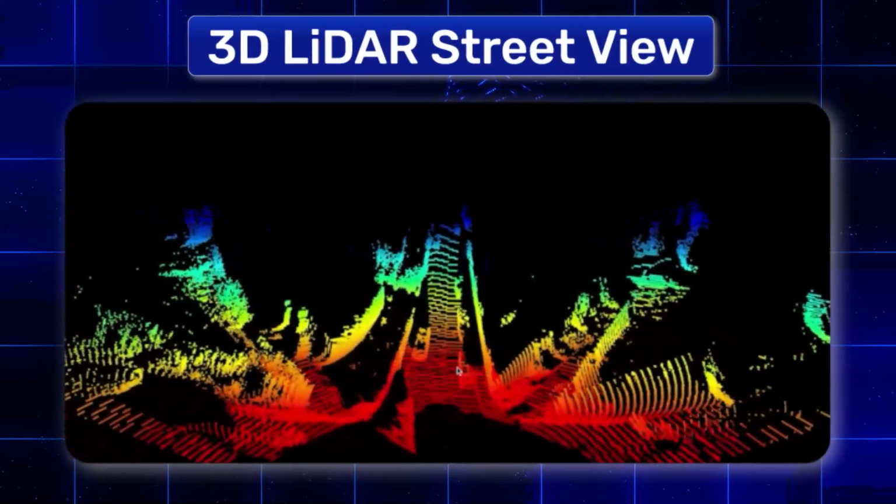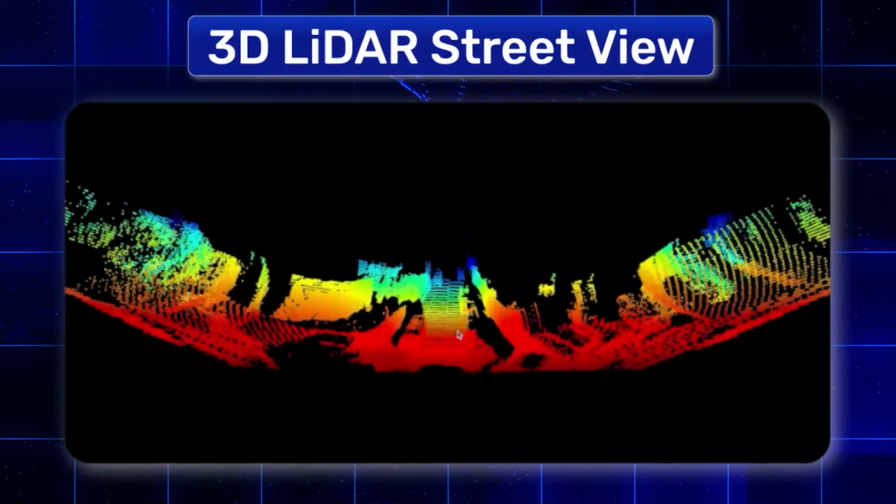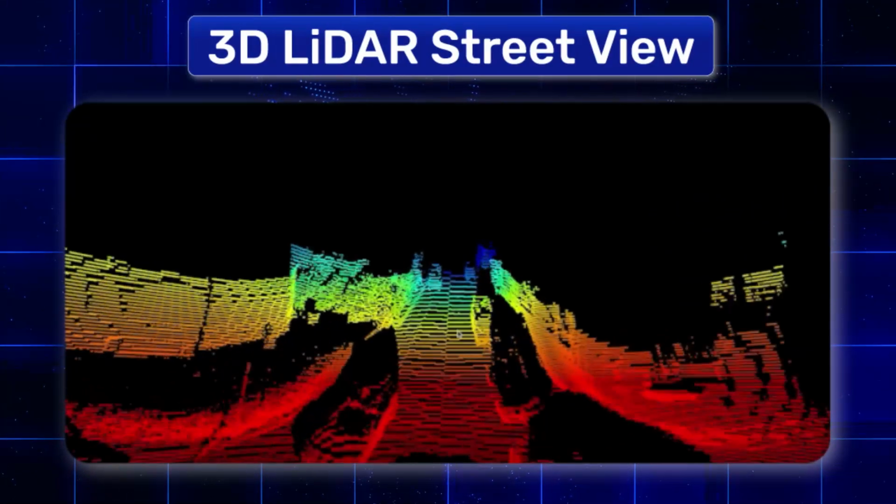LiDAR plays a critical role in increasing the autonomy of advanced driver assistance systems. It is used to create accurate 3D maps of the vehicle's surrounding, thanks to its great range, precision, and ability to work in any weather. Now, with this map, we can detect and classify the objects in the scene in real time.